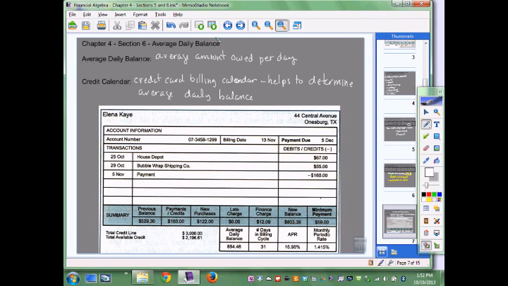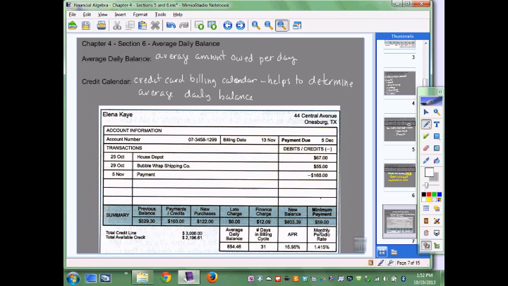The finance charge is based on the average daily balance. And to find the average daily balance, one of the easiest ways to figure that out is to use a credit calendar, because that lets you figure out how many days your balance was each amount. It's easier to do it that way. So I'm going to show you the example quickly, and then we'll do another example where we actually go through and do it ourselves together.